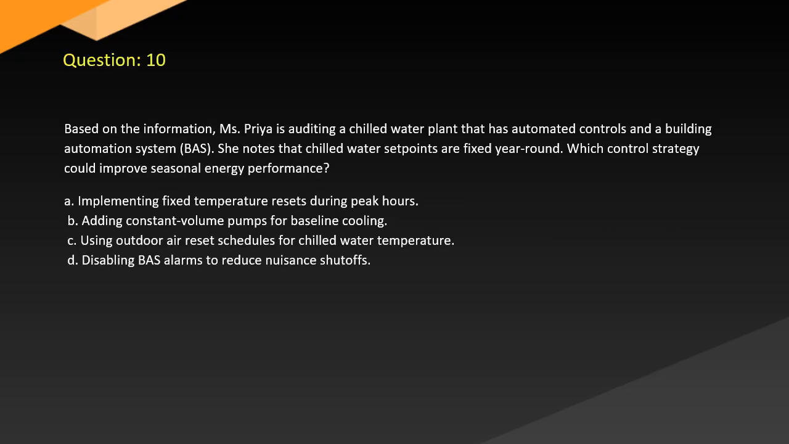Question 10. Based on the information, an auditor is auditing a chilled water plant that has automated controls and a building automation system (BAS). She notes that chilled water set points are fixed year-round. Which control strategy could improve seasonal energy performance? A. Implementing fixed temperature resets during peak hours. B. Adding constant volume pumps for baseline cooling. C. Using outdoor air reset schedules for chilled water temperature. D. Disabling BAS alarms to reduce nuisance shutoffs.